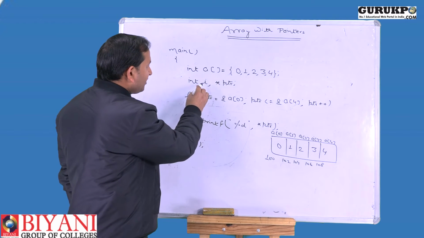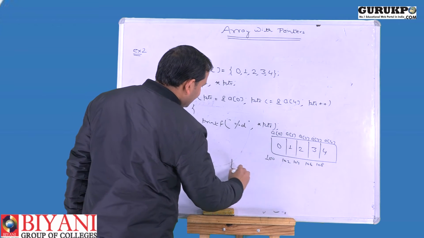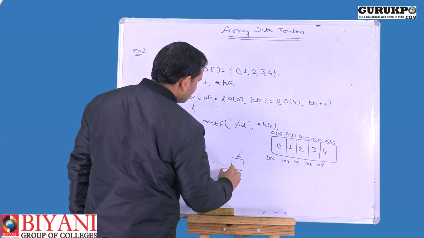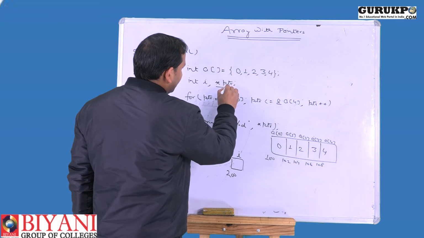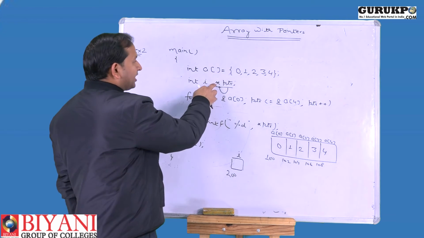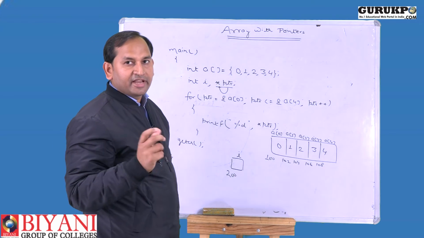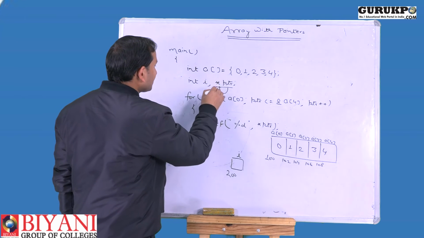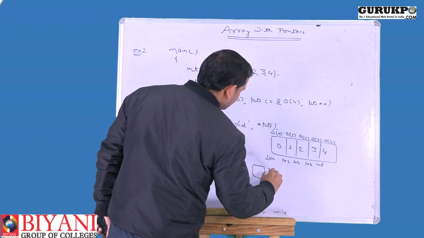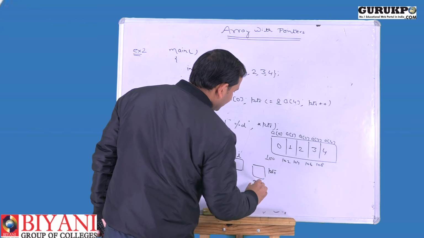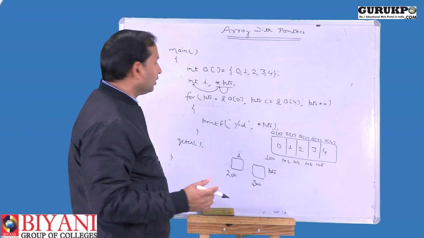In the next statement, we have two variables. The first one is the i variable and the second one is the ptr variable. ptr is a pointer, and the asterisk represents a pointer. ptr is a pointer type variable which holds the address of an integer. This is the ptr. Suppose we consider the address of ptr is 300.